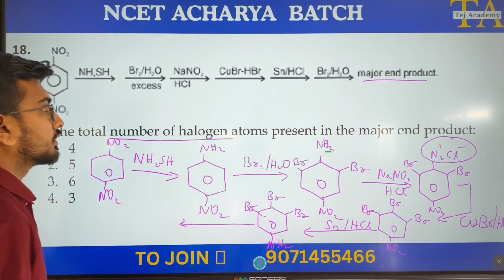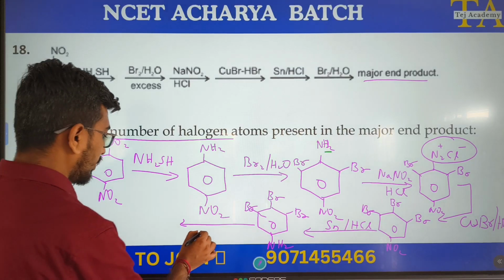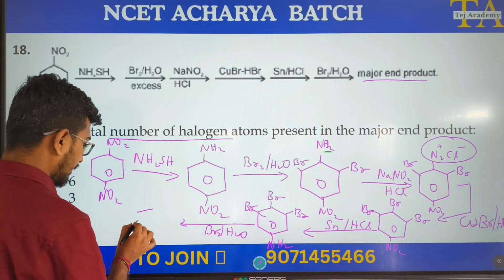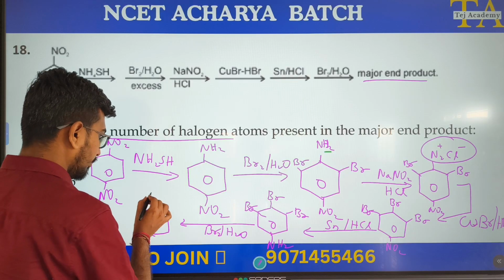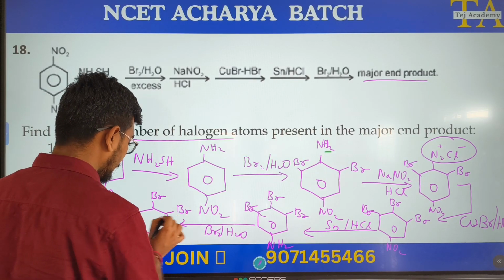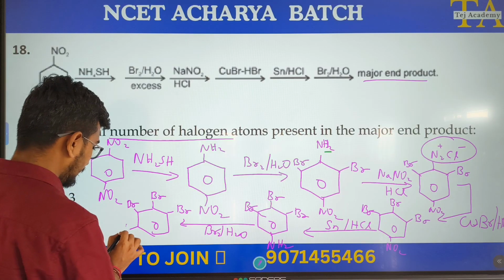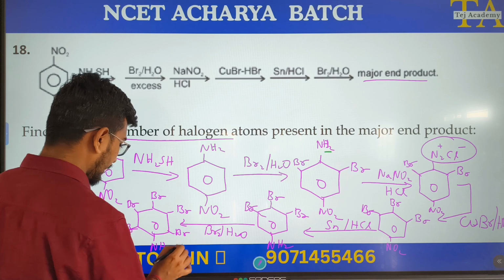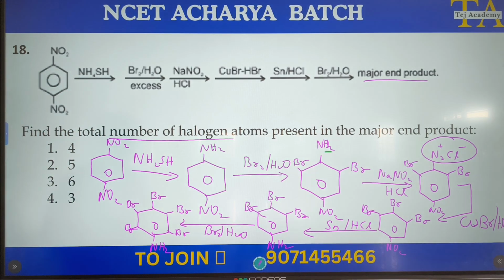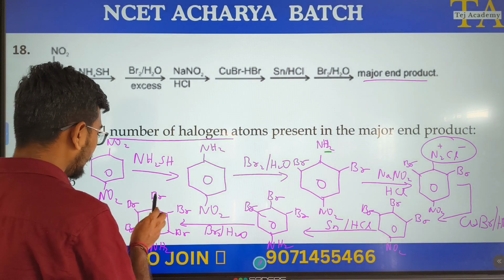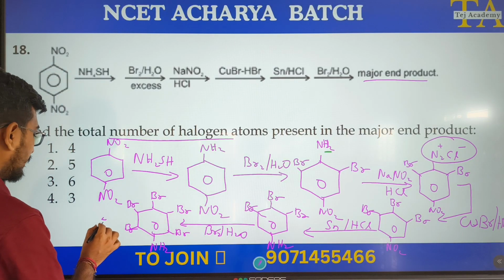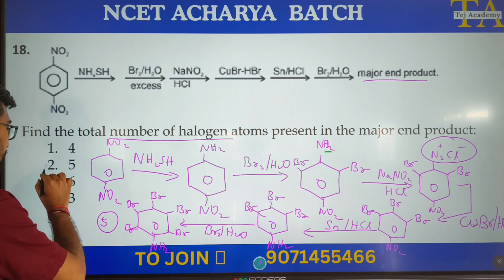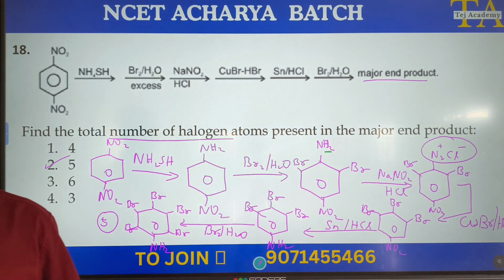So after this, in the presence of bromine water again, addition of bromide ions will take place. So Br, Br, Br in the remaining positions, and finally it is NH2. Now how many halogens are present in the major product? 1, 2, 3, 4, 5. So 5 halogen atoms are present. So which option is correct? The second option is the correct answer.